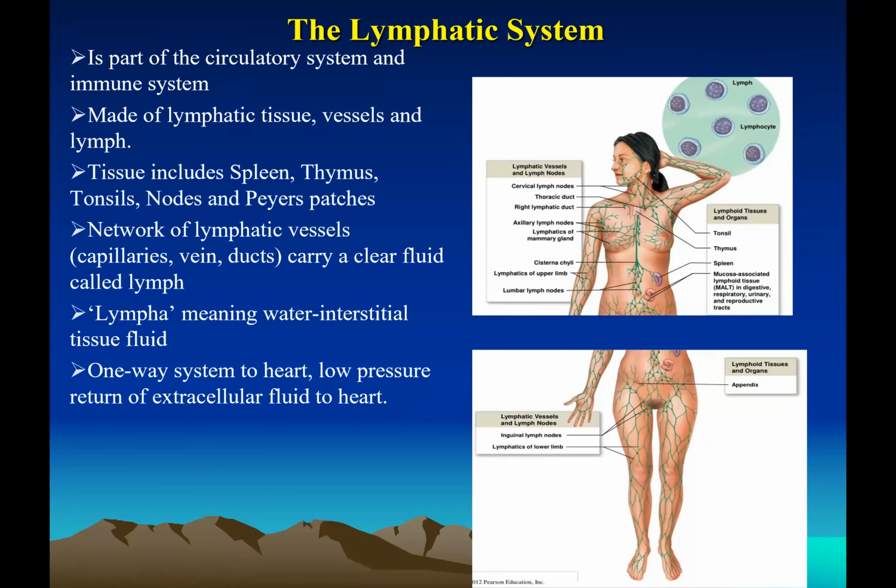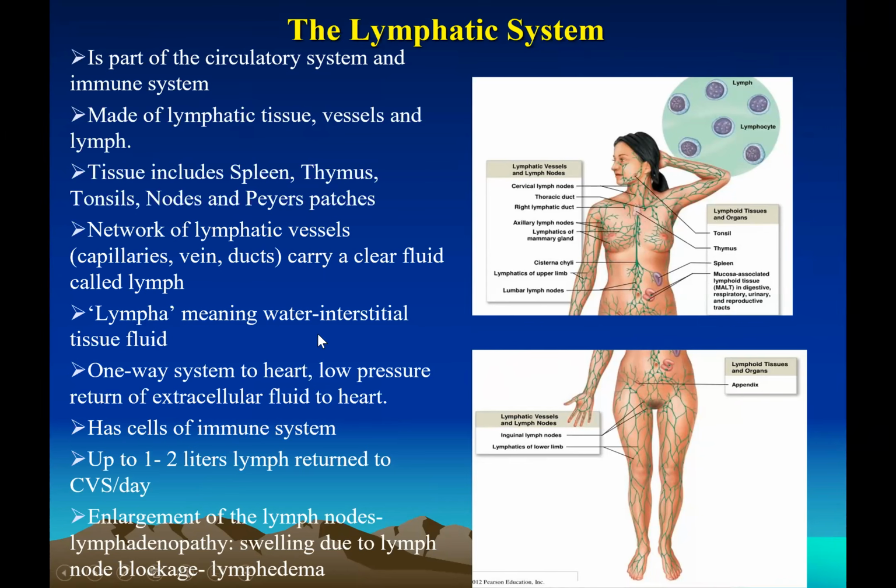Lympha means water. It is a one-way system to the heart. So it doesn't have a pump. So it'll have a lot of valves to prevent backflow. So we return about 2 liters of lymph to the cardiovascular system every day. So anytime there's a blockage, then there'll be an accumulation of fluid in the tissues, which is very bad.